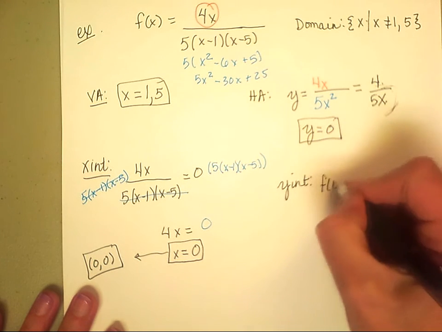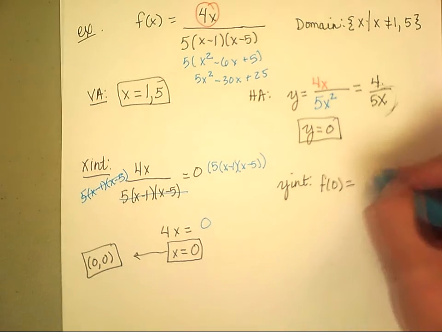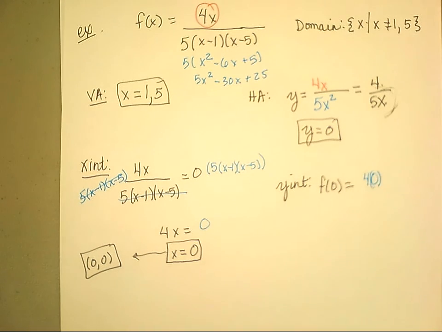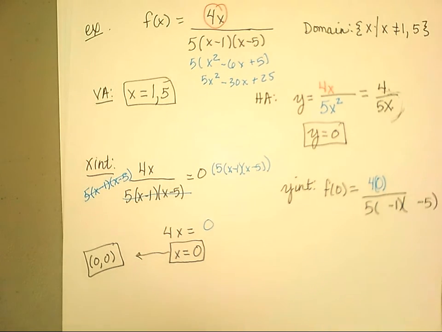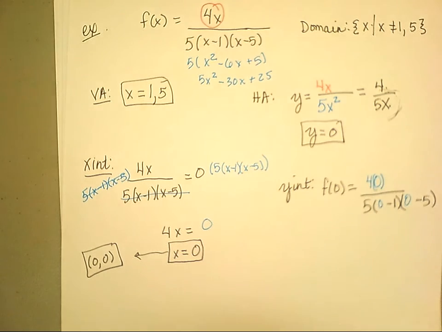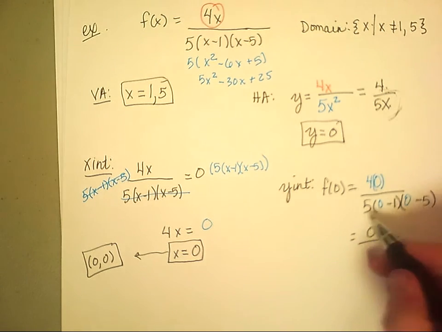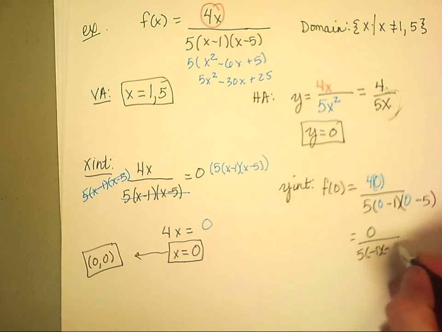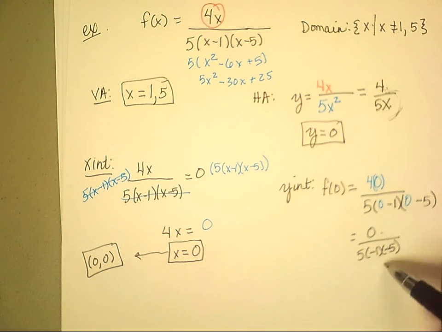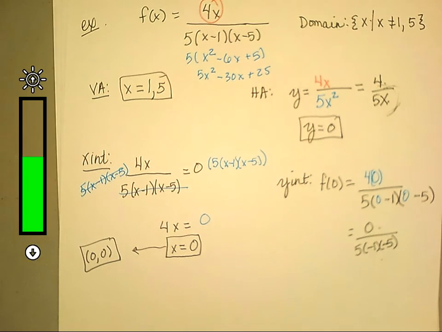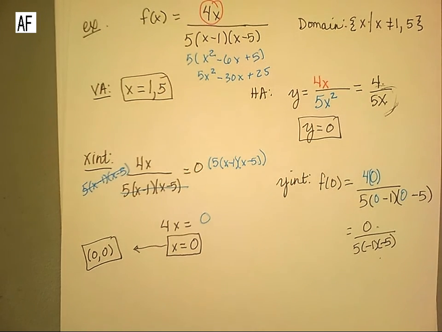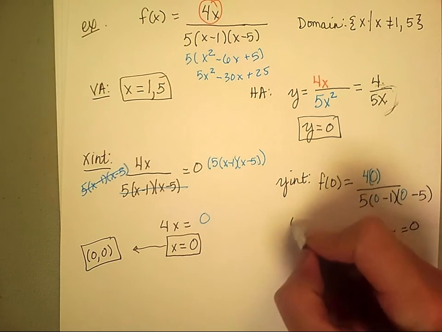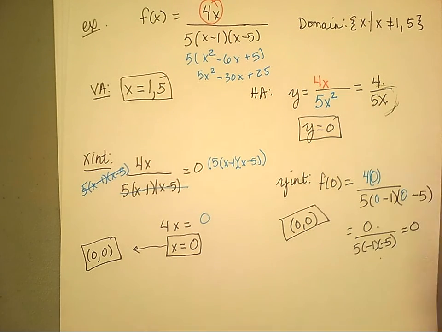So let's find f of 0. That becomes 4 times 0 over 5 times (0 minus 1) times (0 minus 5). Our numerator is 0. The denominator is 5 times negative 1 times negative 5. 0 divided by anything that's not 0 is just equal to 0. So again, the y-intercept agrees, because the origin is both the x- and y-intercept.